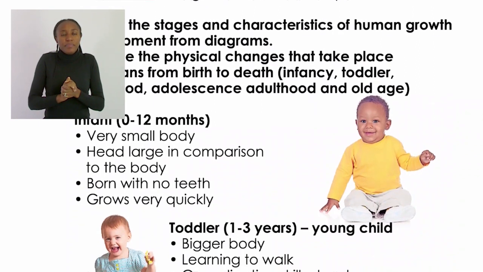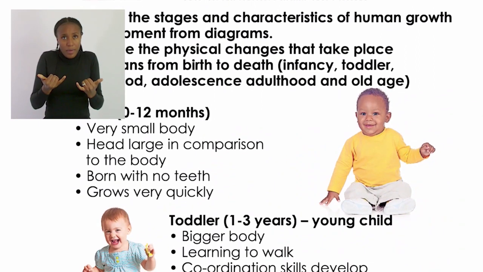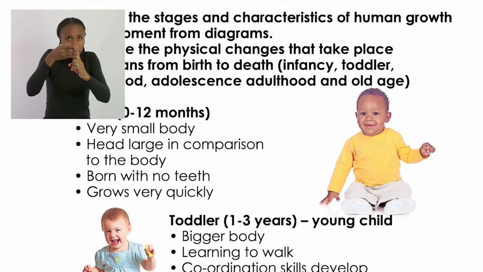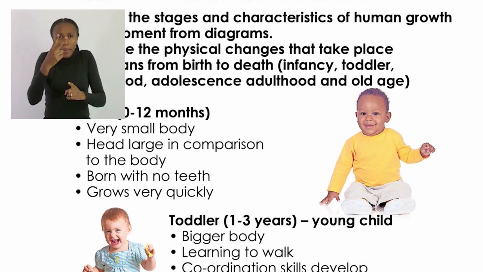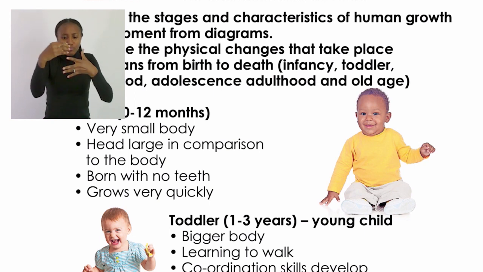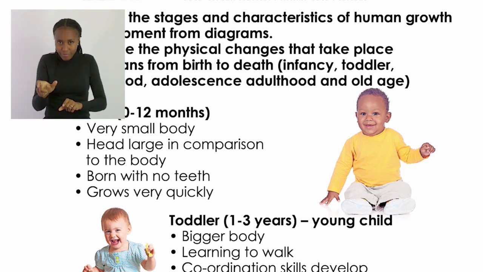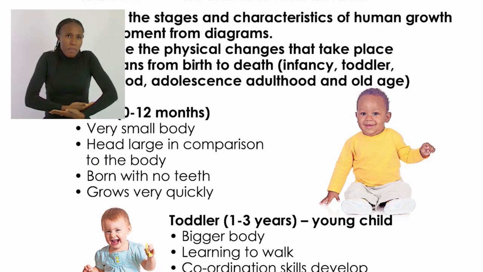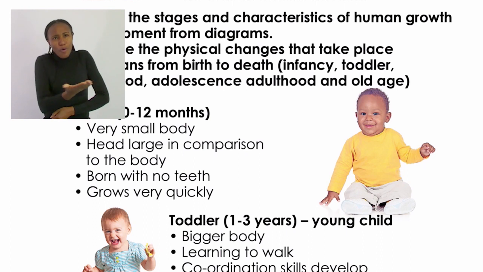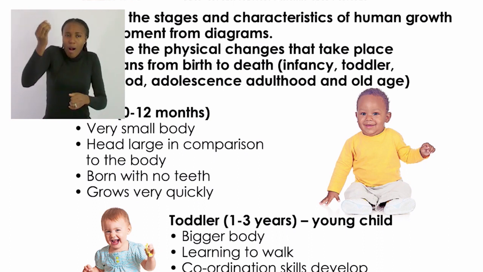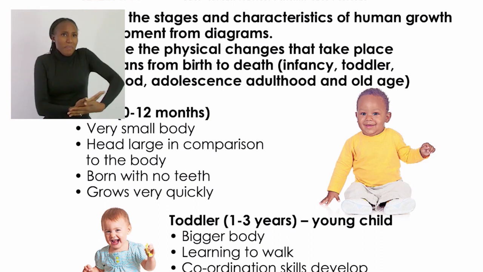We said, let's go back to our competence, which is on page 16, which says we will be able to identify the stages and the characteristics of human growth and development from the diagram. It says, we are studying the very, very first stage of life. Everybody, or all of us, no matter how big or small we are, at one point in life, we are all infants. It means we're all babies.